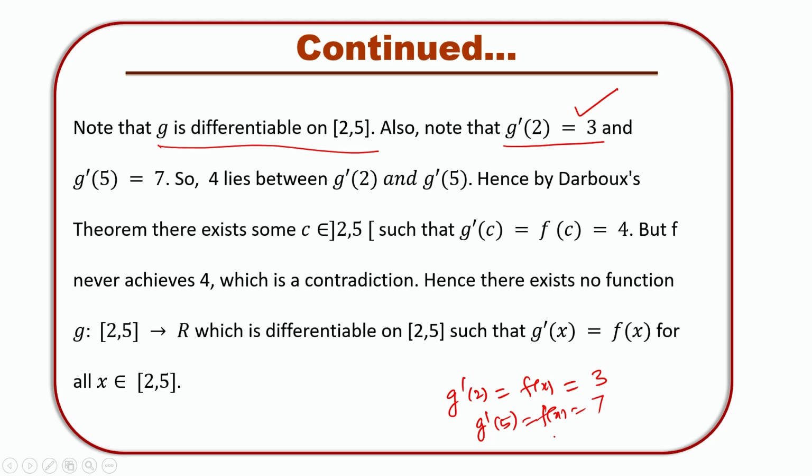Right? So 4 lies between g'(2) and g'(5), so there is a number 4 lying between these two. And hence by Darboux's theorem there must exist c such that g'(c) is equal to f(c) is equal to 4. But f never achieves 4, which is a contradiction. Hence there exists no function g from [2, 5] to R.